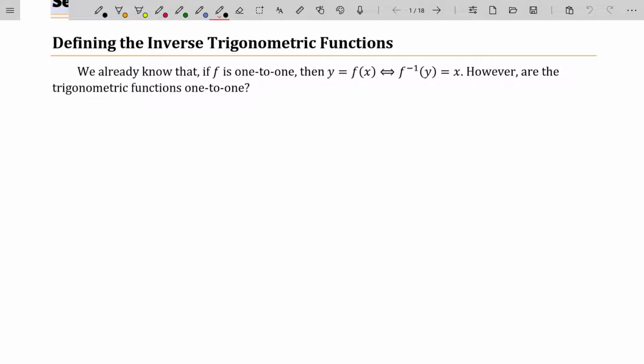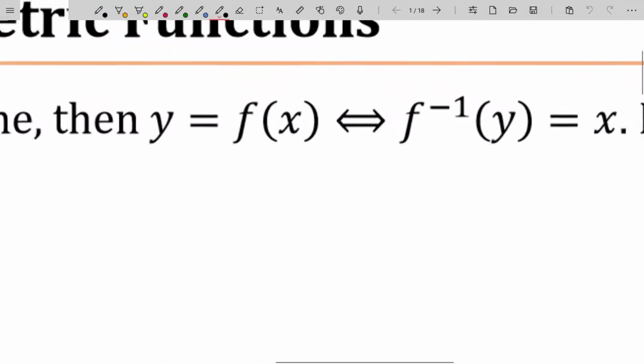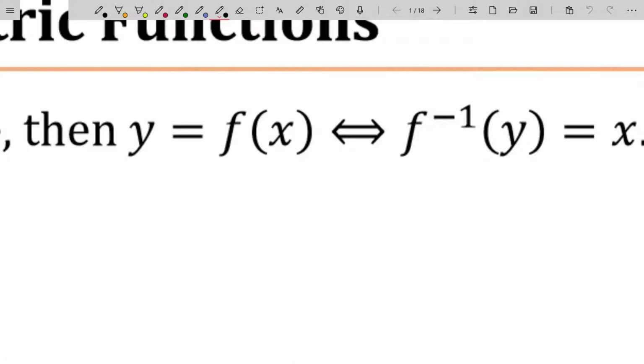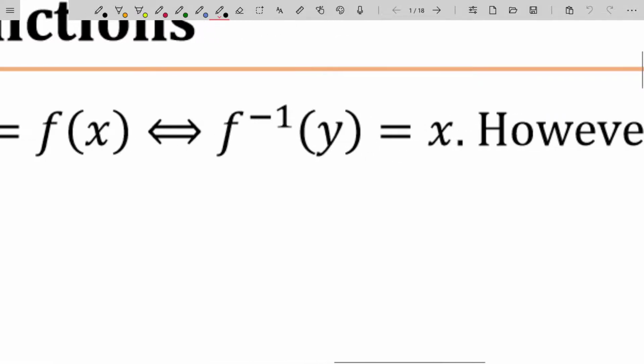We already know that if we have a one-to-one function, and one-to-one function just means that that function has an inverse, then if our function's y equals f of x, well, that implies f inverse of y would equal x if we can find f inverse.